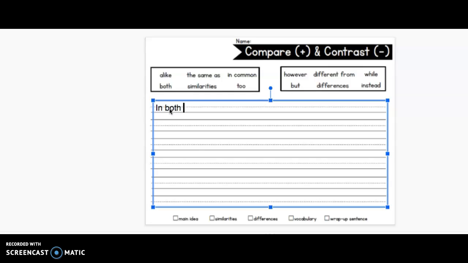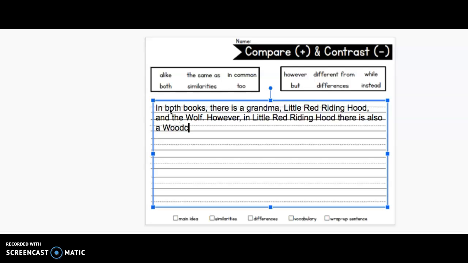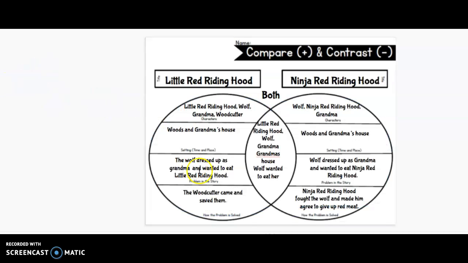So in both books, there is a grandma, Little Red Riding Hood, and the wolf. However, in Little Red Riding Hood, there is also a woodcutter. So if I go back to my Venn diagram, you can see that's the difference in both of my books. They have the same characters until we get to that woodcutter.